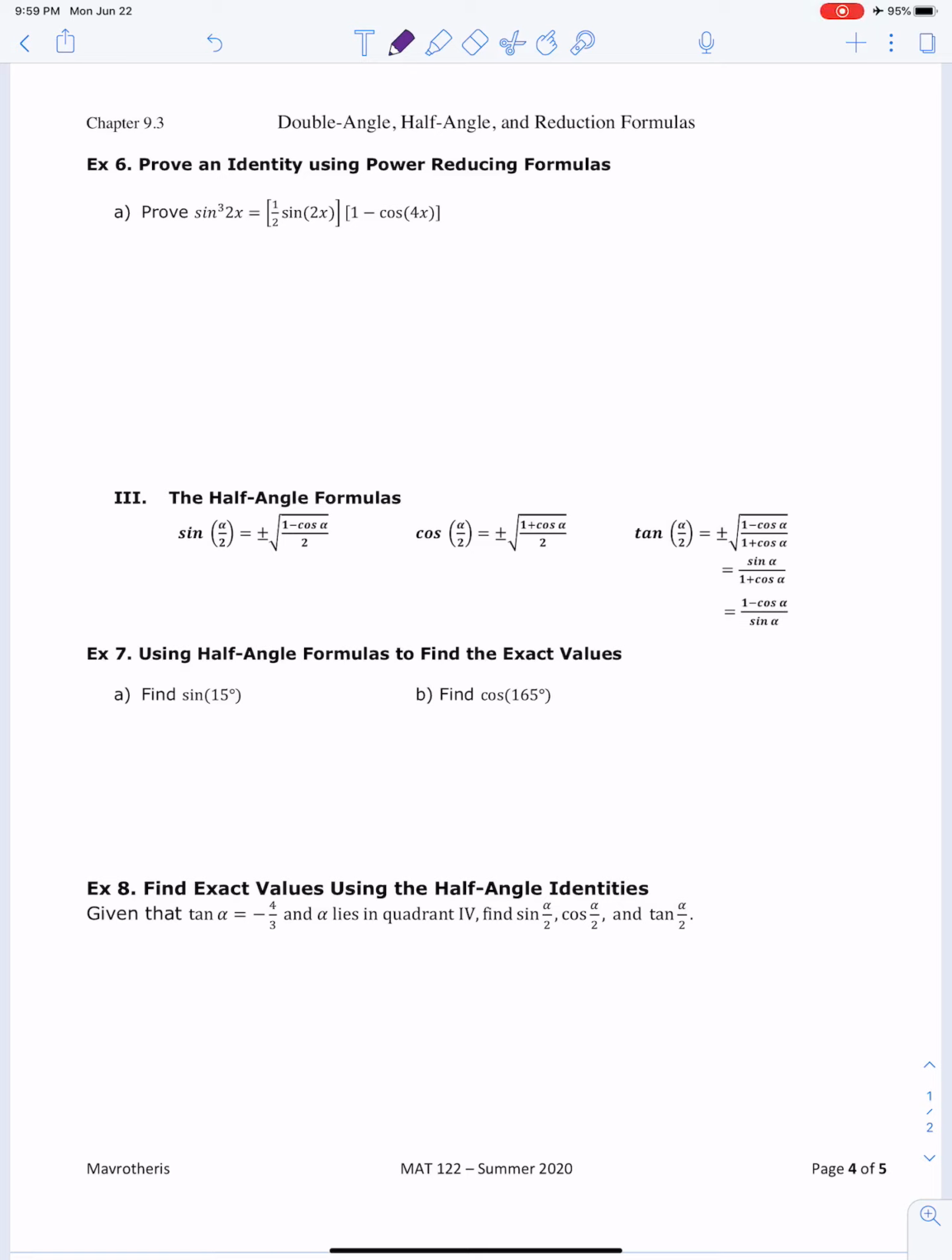Chapter 9.3 Notes, Double Angle, Half Angle, and Reduction Formulas. This is page 4. So exercise 6 at the top here, prove an identity using power reducing formulas.